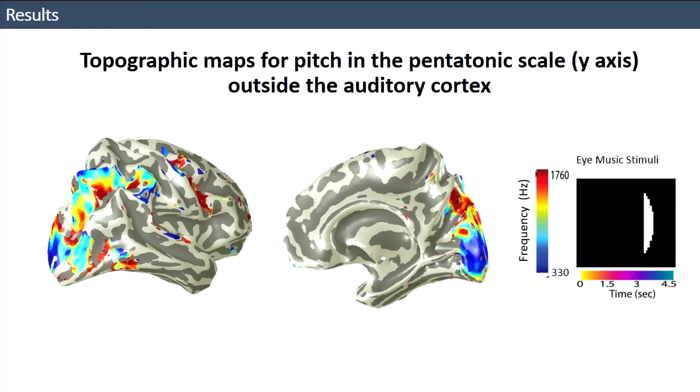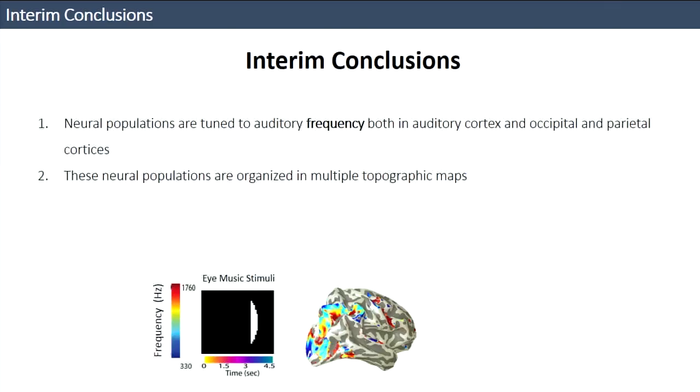And outside the auditory cortex, we see also nice topographic maps. We see maps in V1 and V2 and V3, in the lateral occipital complex, in the parieto-occipital sulcus, and in the parietal lobe. So to summarize so far, we found neural populations that are tuned to frequency not only in the auditory cortex, but also in the occipital and parietal cortices. And these populations are topographically ordered.